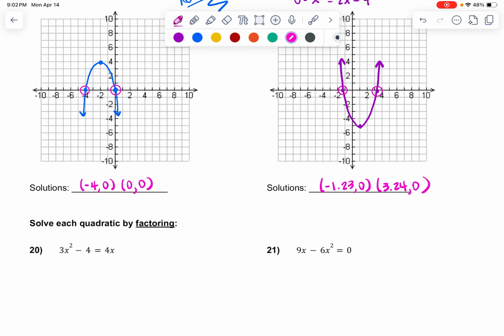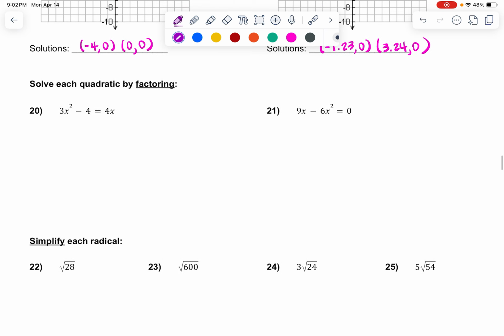If you want to do it by hand and do the -b/2a and all that stuff, you're more than welcome to, but you should be checking it in Desmos, right? To just make sure you don't make a silly mistake. All right. The next one is solving by factoring.